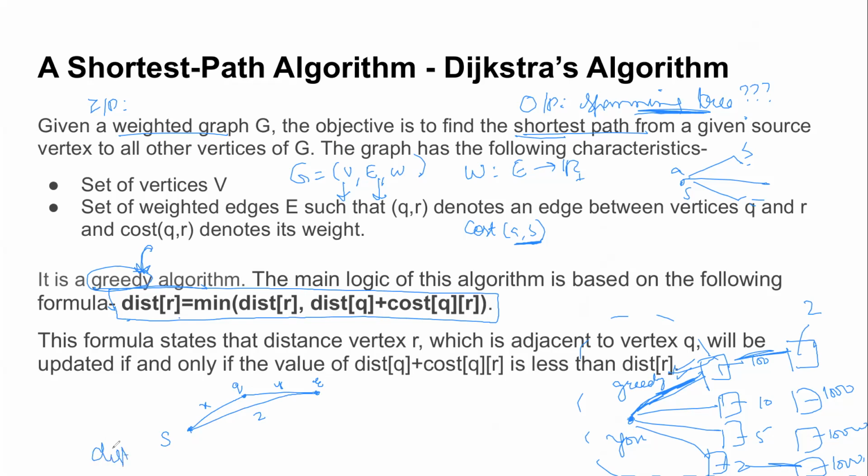What should it be equal to? What should be the final distance you allot to R? Forget about minimum. It should be either the existing distance, or suppose this was your direct link from S to R, that is the distance of R. Or suppose there's a route to R via Q. So what you are saying is, what is the distance to Q from source, plus the weight of the edge QR.